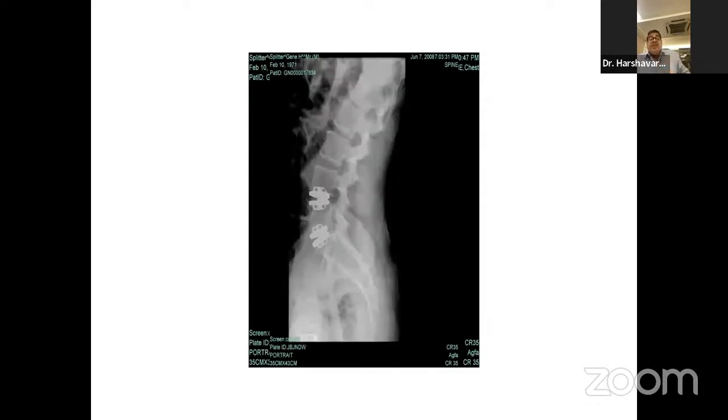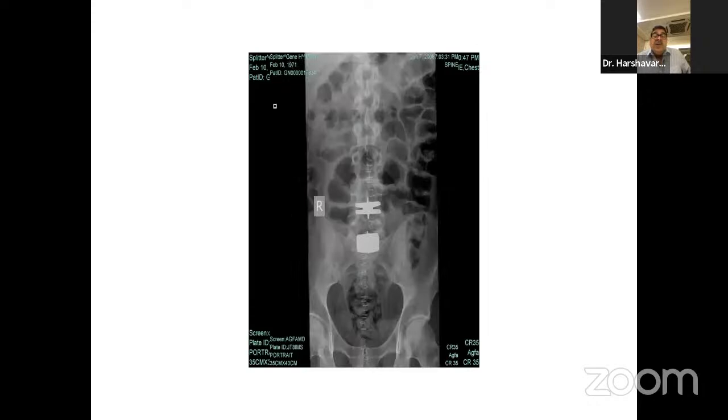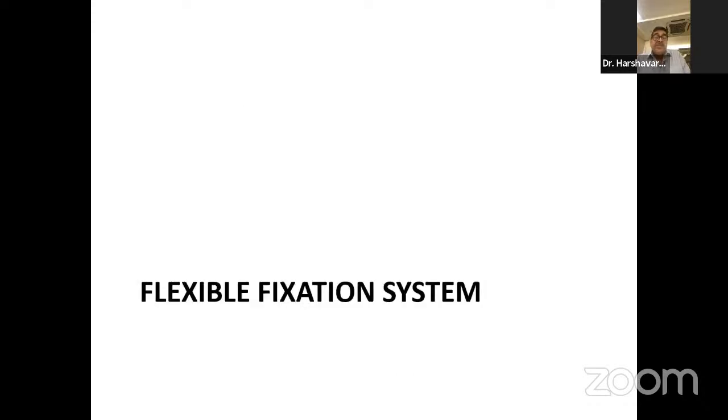So this is the flexion extension. You can see how well the artificial disc opens up. Next slide, please. This is what it looked like from the front. One you can make out is the straightforward disc replacement, the other is an obliquely positioned disc replacement. Next slide, please.